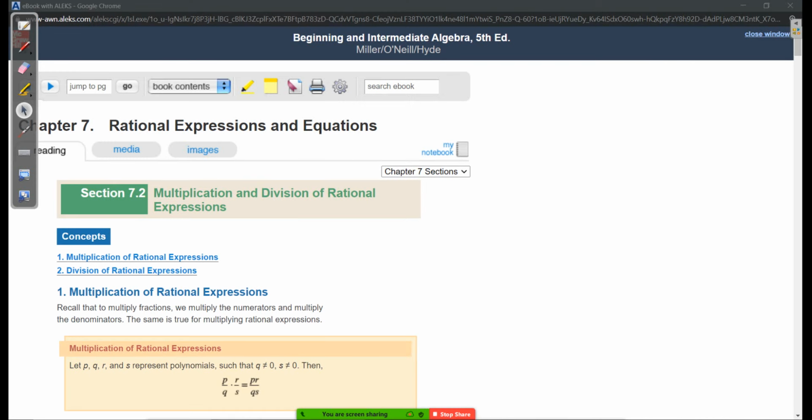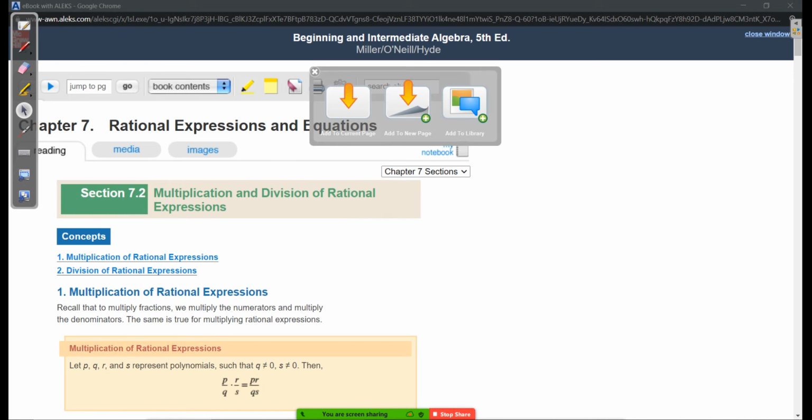Section 7.2, Multiplication and Division of Rational Expressions. So we've talked about polynomials, we've talked about rational polynomials. Now we're going to do some algebraic manipulation on these polynomials.